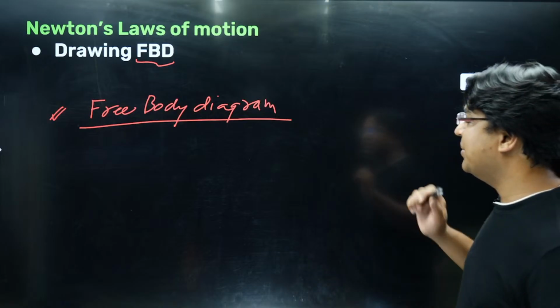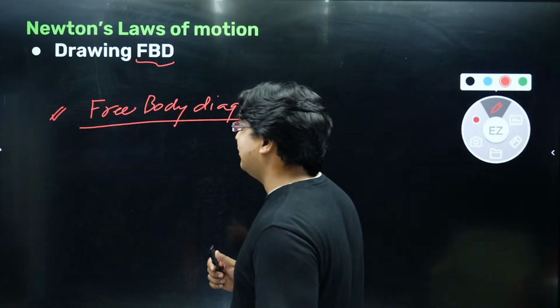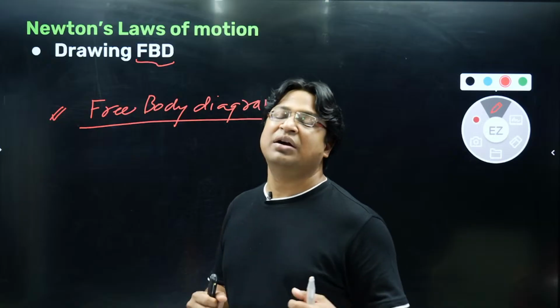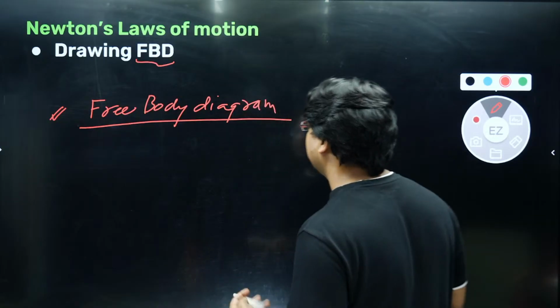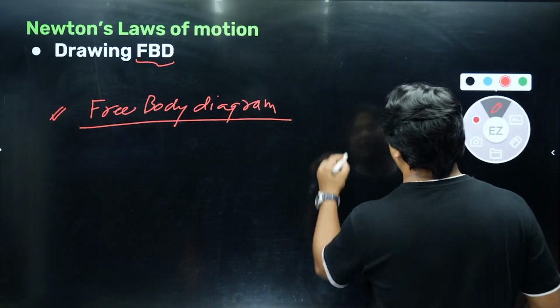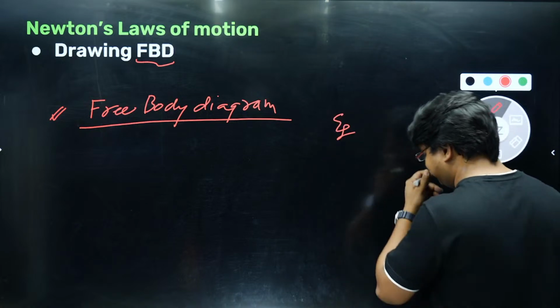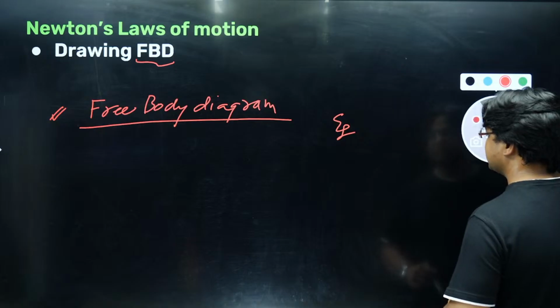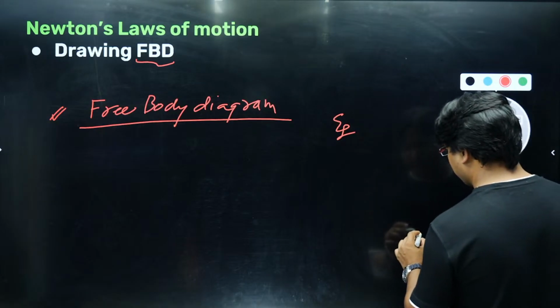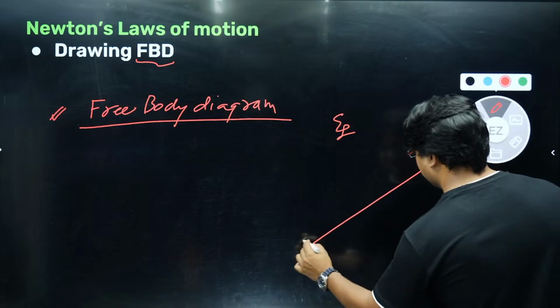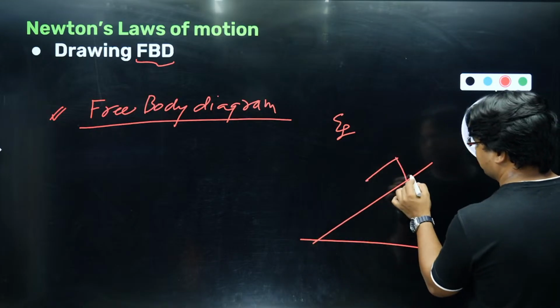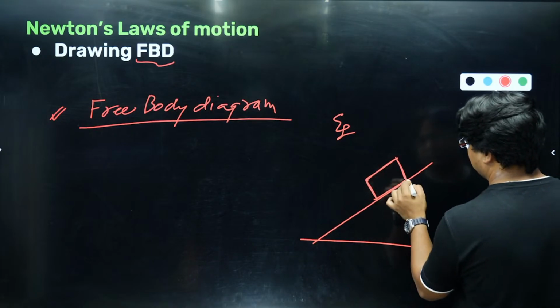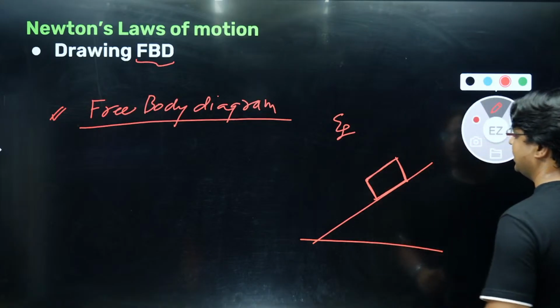Okay, now coming back to what a free body diagram is. Once you have decided that you want to think about an object, then we make a free body diagram. I'll explain it with an example. Let's say there is an inclined surface and a block is kept on it. Okay, let's say that is the situation.